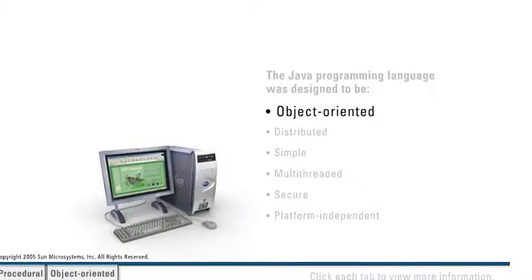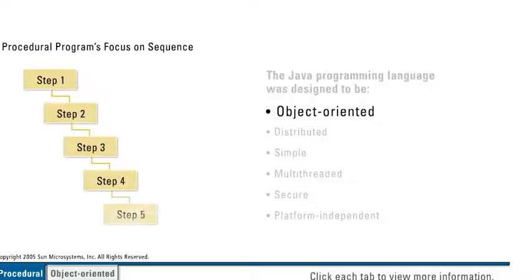Now, the Java programming language was designed from the beginning to be object-oriented. But what does that mean, object-oriented? Well, the best way to understand it is first to look at how programs in the past have been structured. So let's go ahead and click on the Procedural tab. You see, in a procedural program, a program is broken up into a series of steps. You perform step 1 or task 1, and then the next step, and then the next step, in a very linear fashion.